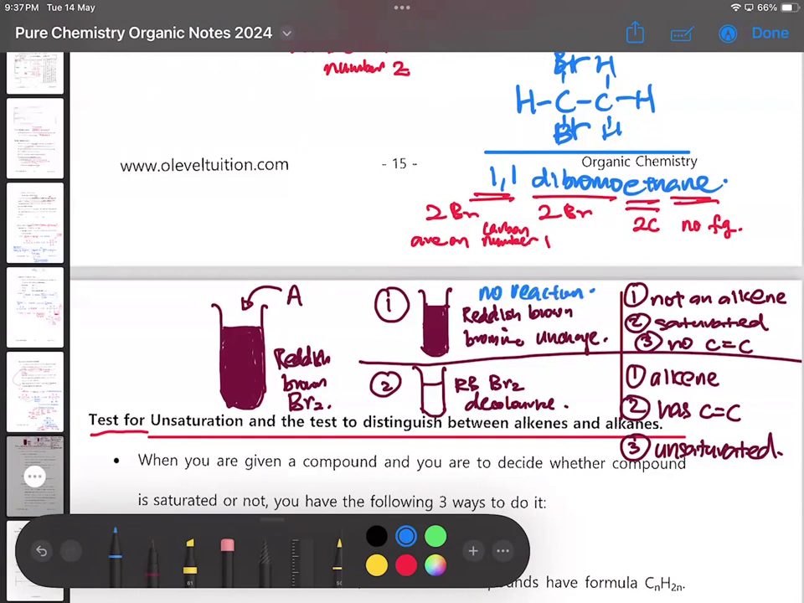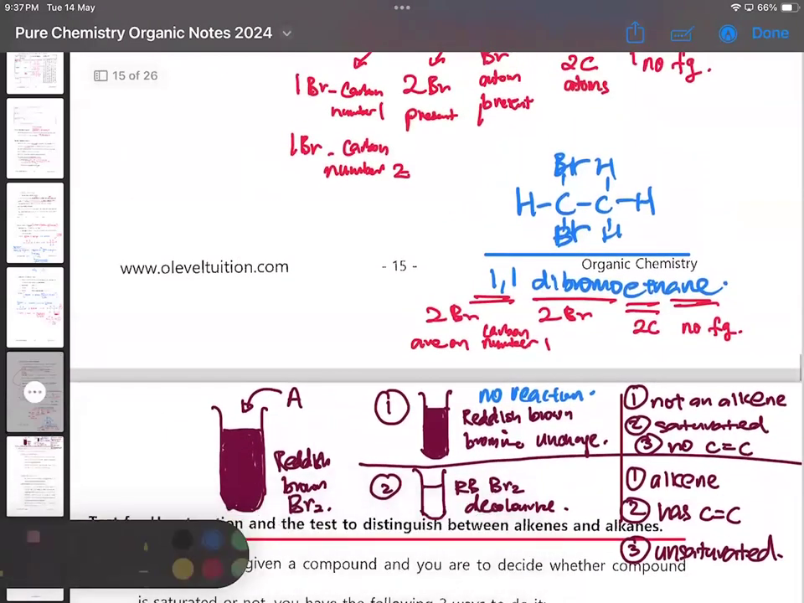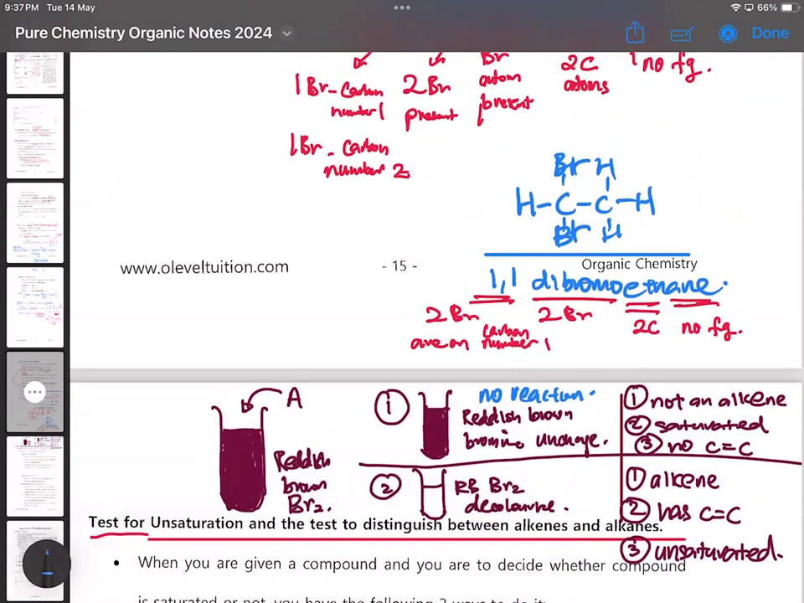If you have a reaction, it decolorizes, then it means that alkene is present, CC double bond is present, or it is an unsaturated substance. This is visually what you will see. Okay, that's the last thing I'm doing for tonight.